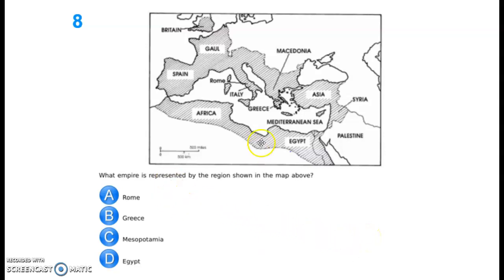The correct answer here is going to be A, Rome, because you have Africa here, Northern Africa, Southwest Asia, and parts of Europe here. So ancient Rome is the correct answer. Greece, Mesopotamia, and Egypt were in different locations. This is showing you where Rome conquered and developed.